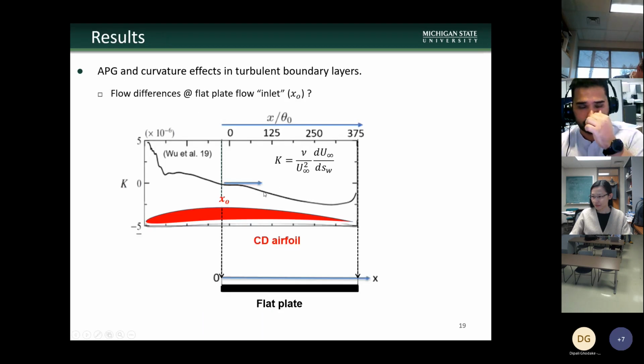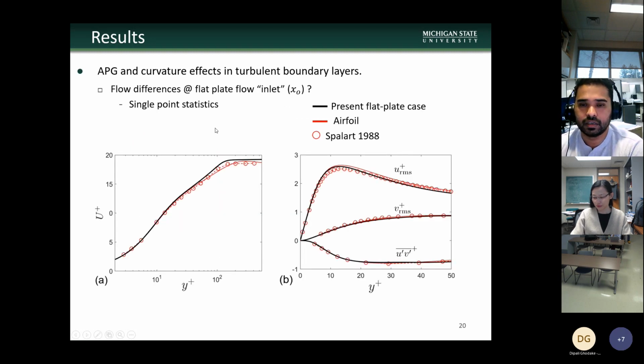Now, before comparing the two cases, that is airfoil and flat plate, first we have to make sure that at this particular x naught location, at the midchord of the airfoil, the turbulent boundary layer statistics between the airfoil and the flat plate are matching or not. Because first we have to match the turbulent statistics at this particular location, then only we can compare the boundary layer development starting from midchord towards the trailing edge, right?